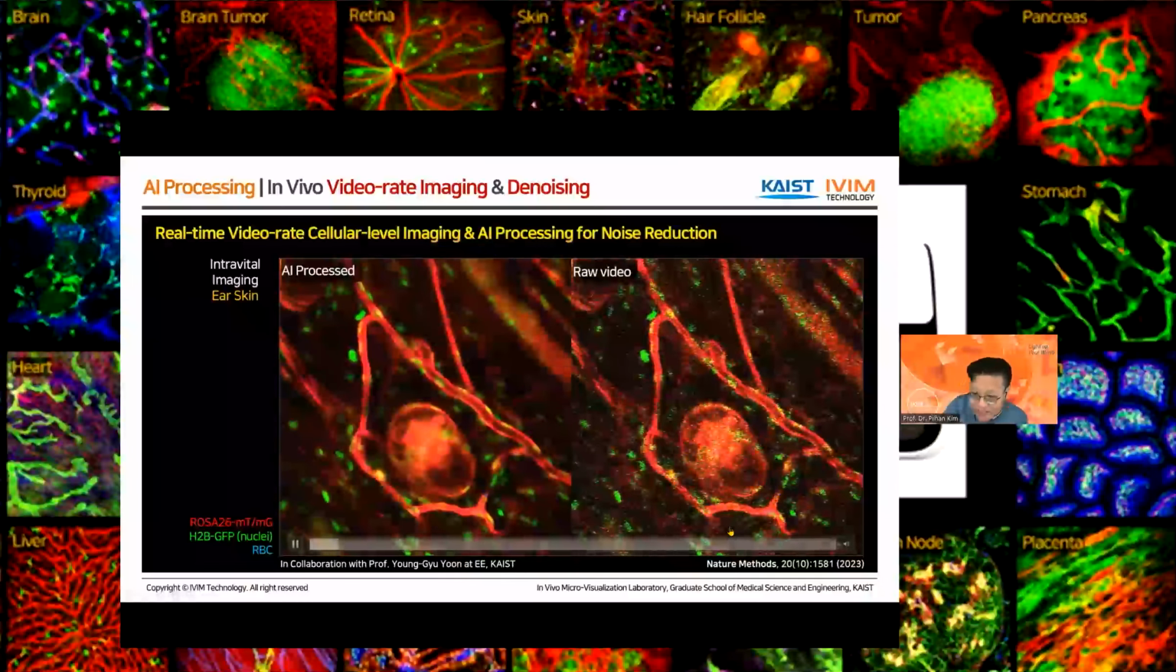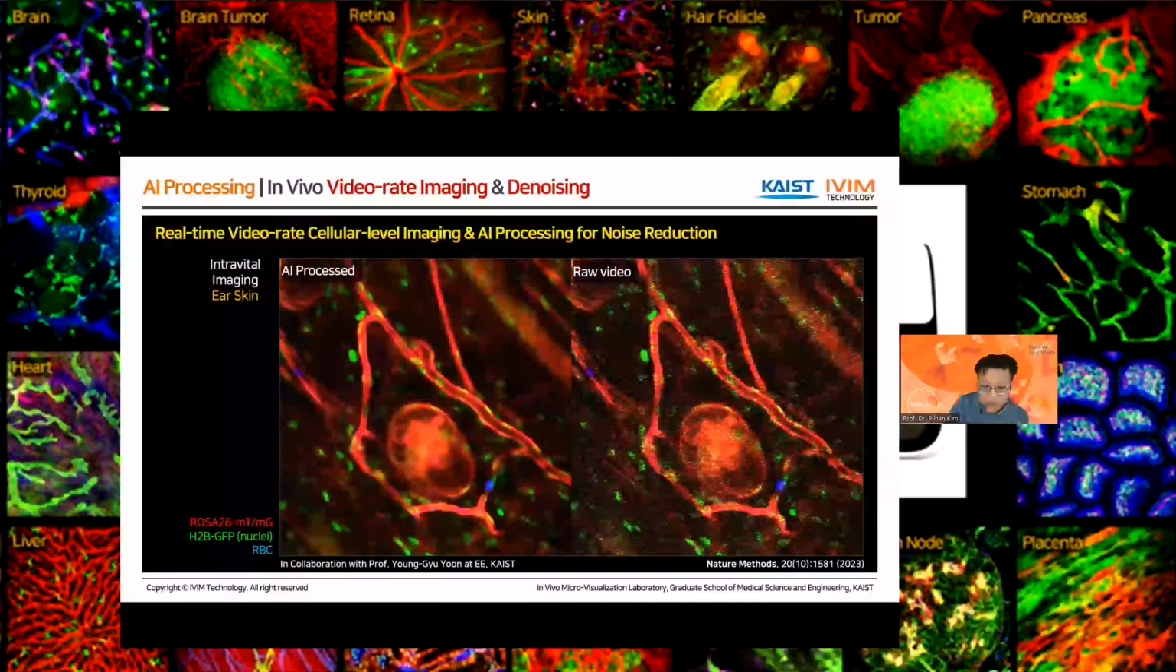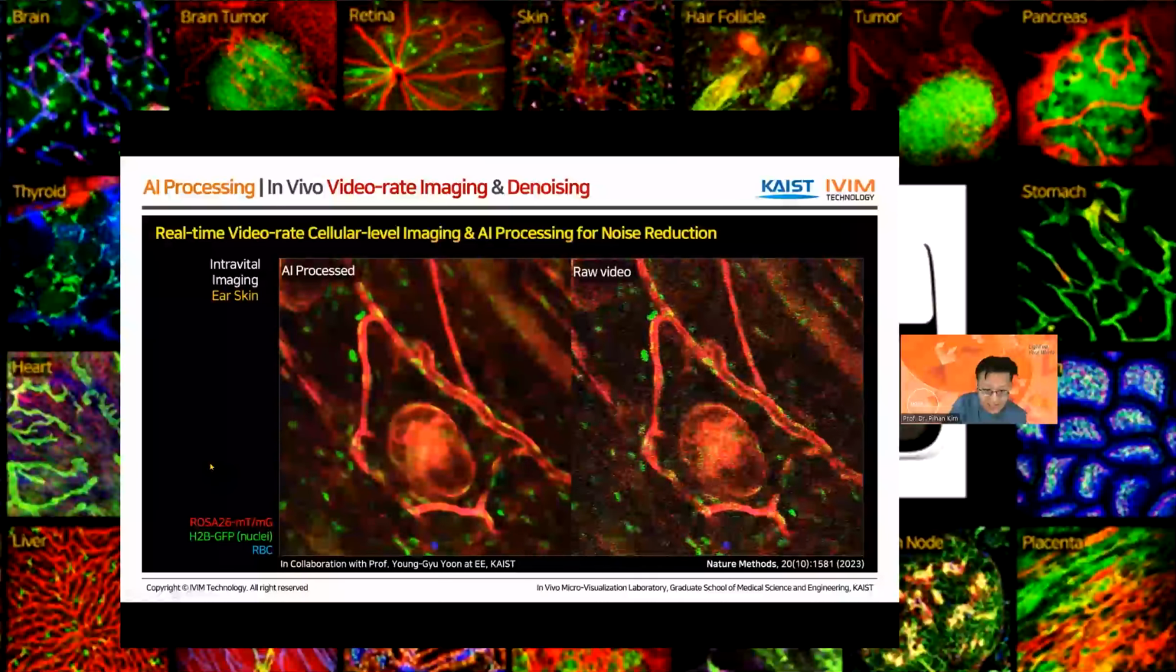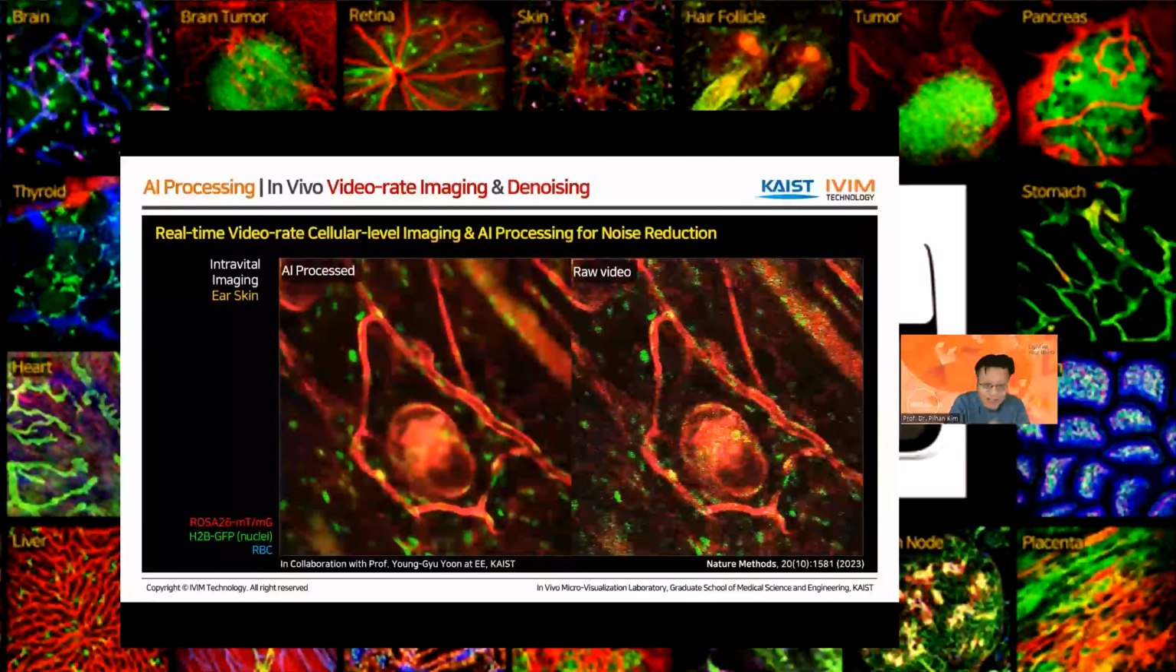And also you can nicely see the vessel and the nuclei inside of this ear skin. But by using this AI processing algorithm, we can very effectively remove all the noise from this real-time video. And this is the result. So we can nicely see how the tissue looks like in real time.